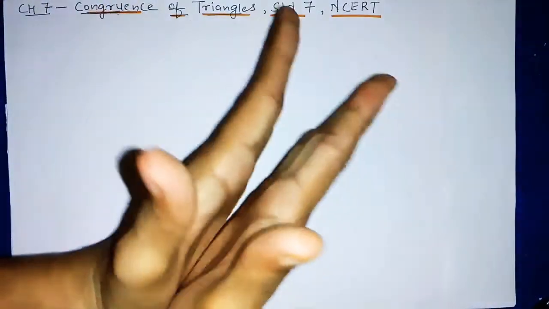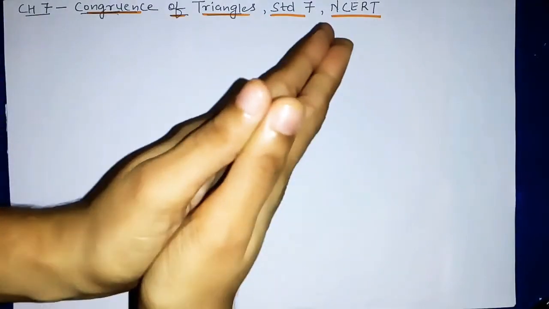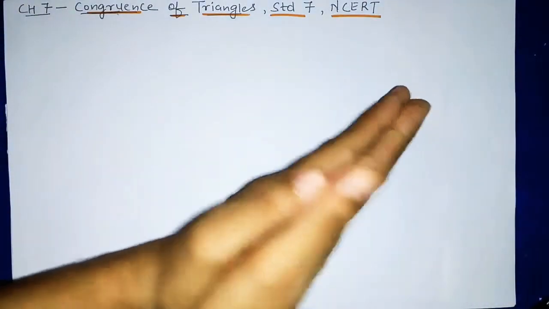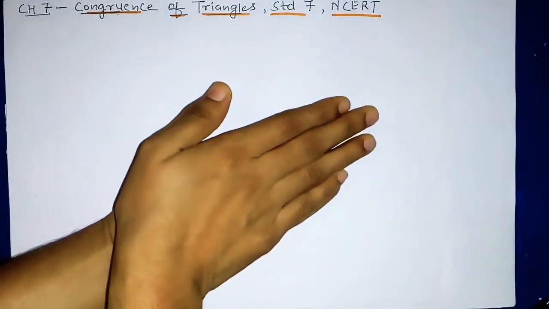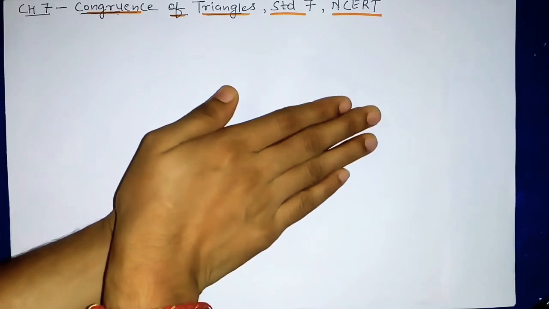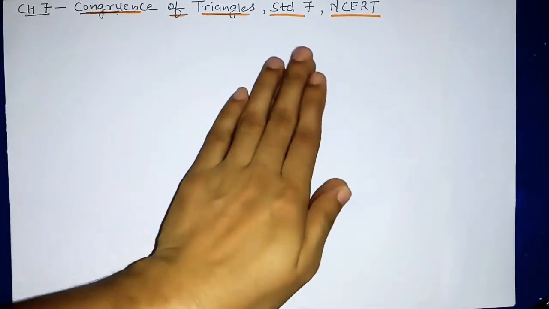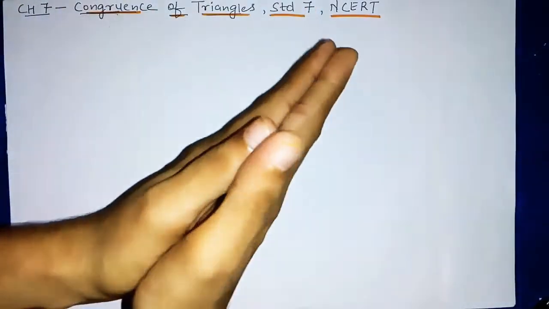Similarly, if you keep these two hands like this, they will exactly fit on each other. Both the thumbs, this and this, will exactly fit on each other from everywhere. These two hands will exactly overlap each other. You cannot make out any finger coming outside or going outside. This way you can overlap things and check whether they are congruent or not.